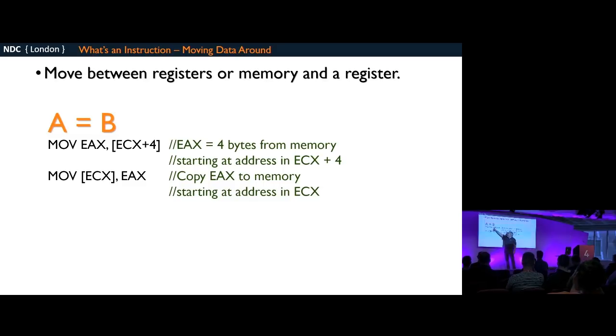But there are these pesky square braces around it. The square braces are my way of telling the program, I don't want you to take the value of this and just copy it. I want you to go to that place in memory. So ECX plus 4: I've taken the ECX register, added 4 to it, put the square braces around it, and I'm really saying, go get 4 bytes of memory starting at the address stored in this, but add 4 to that address.